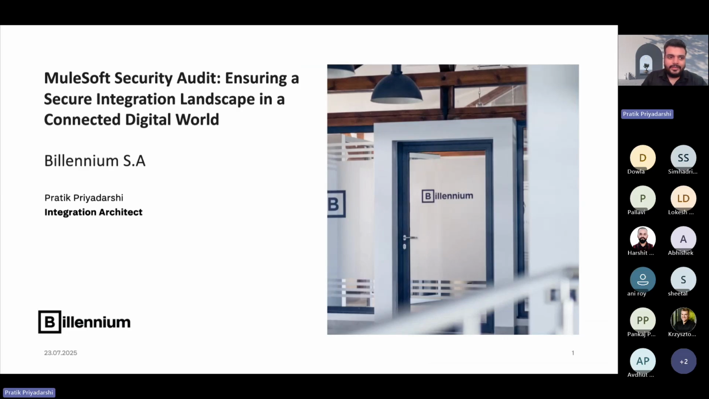So I am an integration architect and SME working in Belgium. And today I'm going to present this topic of MuleSoft security audit. What we are going to discuss is the different vulnerabilities in your integration landscape, how a MuleSoft security audit is going to uncover those, and how we are going to secure the digital landscape, or the integration landscape, of your company.